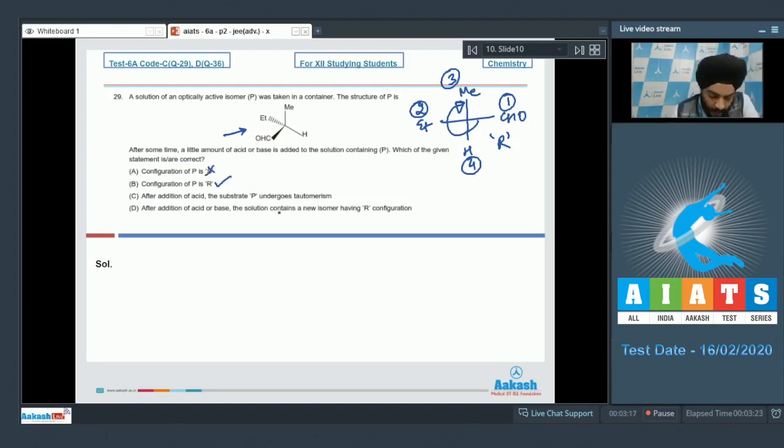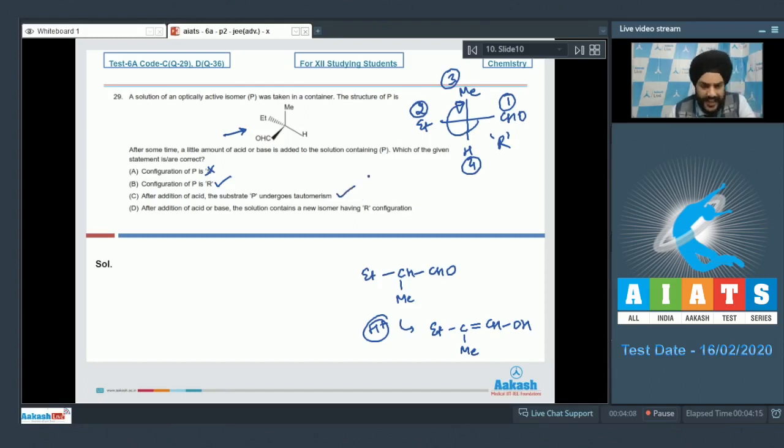Now if we talk about option C, after the addition of acid, the substrate P undergoes tautomerism. The substrate P is an aldehyde, and we know that these aldehydes can undergo tautomerism in the presence of acid or base. So we're going to have the formation of Et-C(Me)=CHOH. This is the tautomerization in the acidic medium, students. So statement C is correct. It says that after the addition of acid, the substrate P undergoes tautomerism.